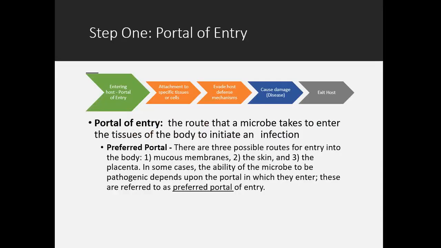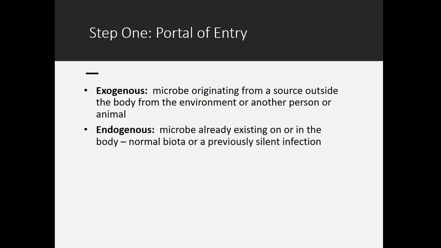So to begin with, let's start with the first step, which is portal of entry. Pathogenicity begins with the selection of the appropriate portal of entry into the host, and that appropriate portal is known as the preferred portal. In humans, it's going to be one of 3 things. It's going to be a mucous membrane, the skin, or the placenta. And the choice of the entry point is critical for the success of that pathogen.